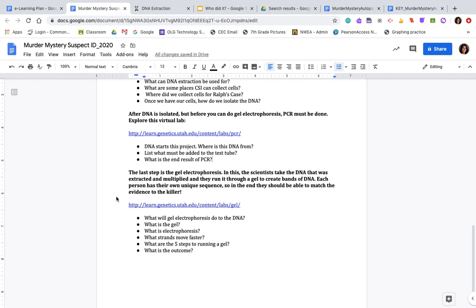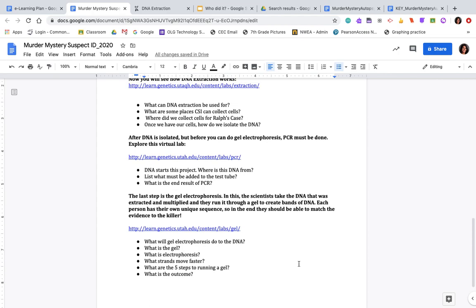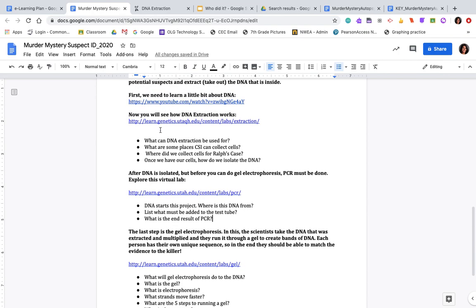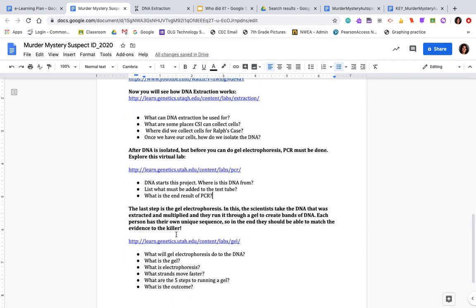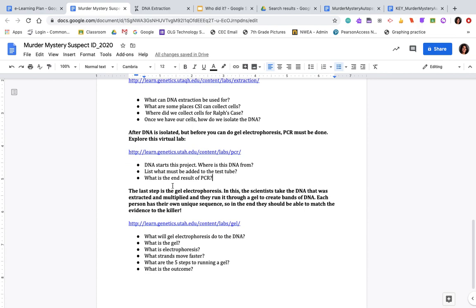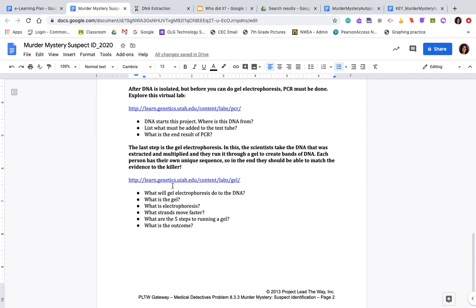Answer those 3 questions, and then the last step is called gel electrophoresis. In this, the scientists take the DNA that was extracted and multiplied, and they run it through a gel to create bands of DNA. Each person has their own unique sequence, so in the end, you should be able to match the evidence to the killer, hopefully. If we were to do this in class, we would have done the DNA extraction and the gel electrophoresis, a version of those things. We don't have the equipment to do the PCR, but these are good alternatives, these virtual labs.